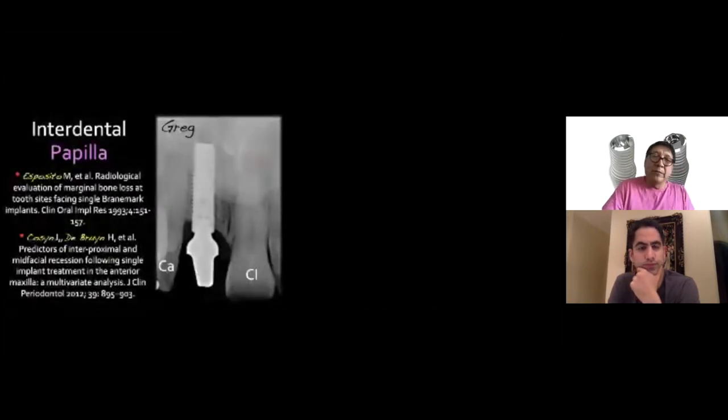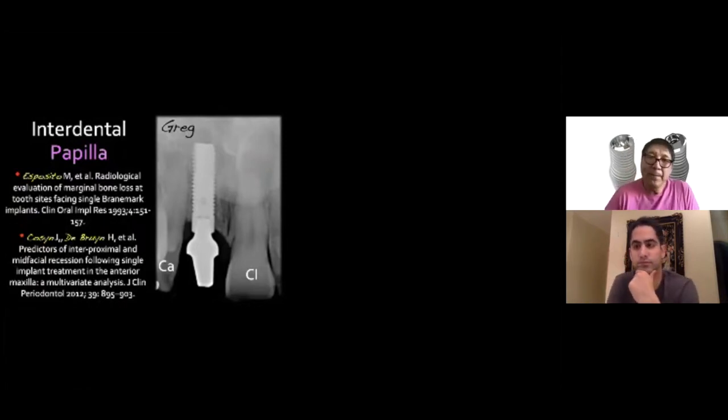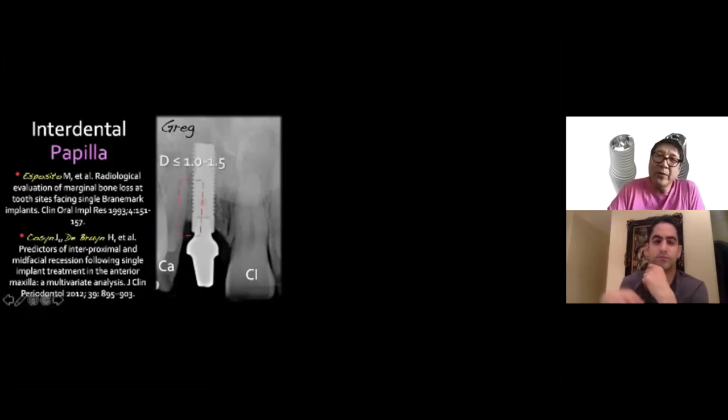Well, we talked about the labial plate. Well, what about the papilla? Like I said, that's the second aesthetic dilemma that we have to contend with. And there are plenty of studies to say that if you get too close to the adjacent tooth, say 1 to 1.5 millimeters in distance, the horizontal reformation of the biologic width can actually strip the interproximal attachment apparatus. And this is pretty common.